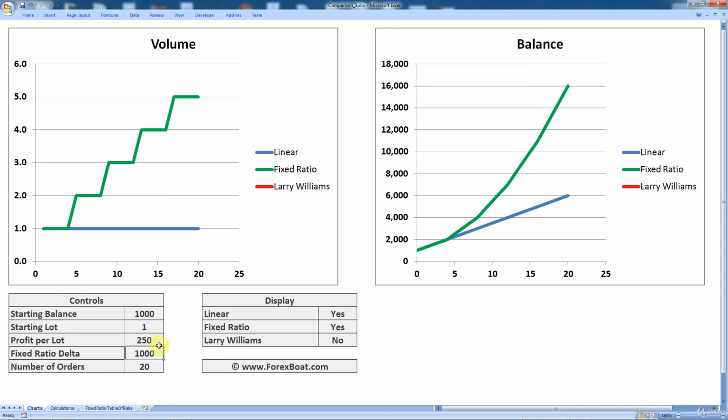Okay, so that was our first scenario with this fixed ratio delta of 1,000. Let's say you want to be more conservative and you want to change the fixed ratio delta to something higher. So as we discussed previously, you are staying in each step for longer. Let's change it to $2,000.